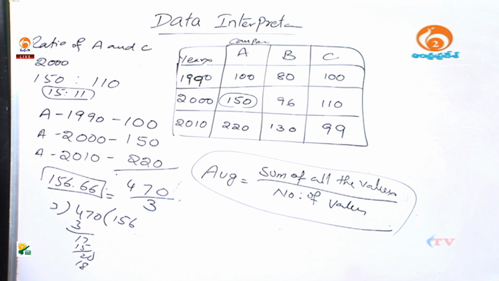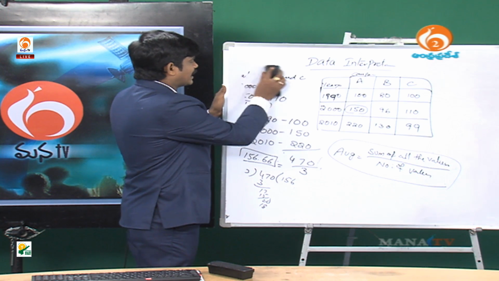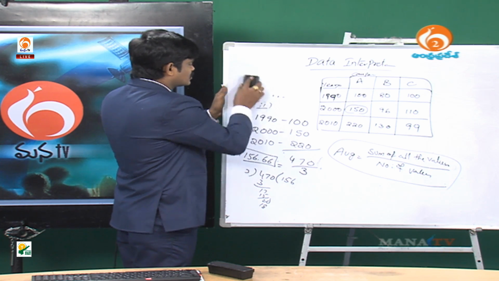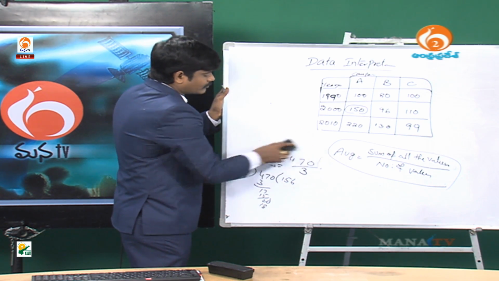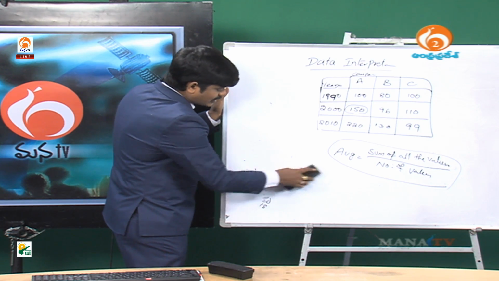So data interpretation includes most of the topics, and that was tabular information. Now again we have 3 different types of information. The second one is the pie chart. Now see one example for a pie chart.